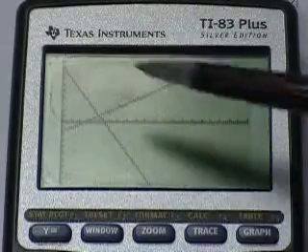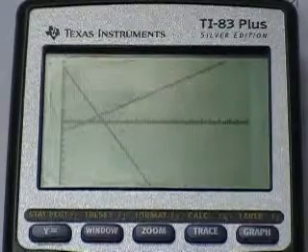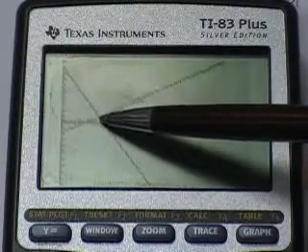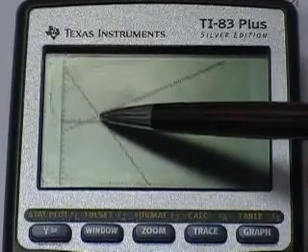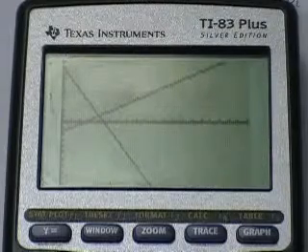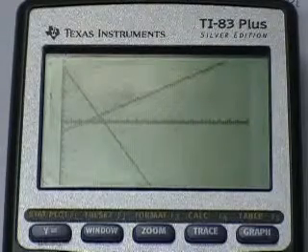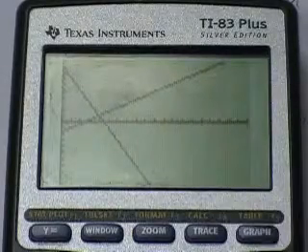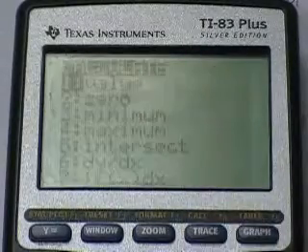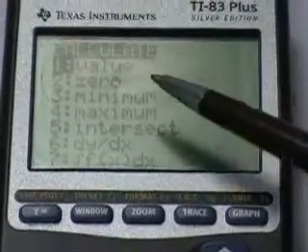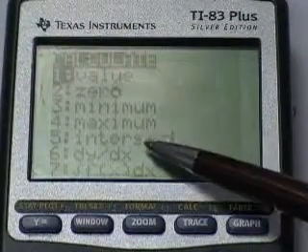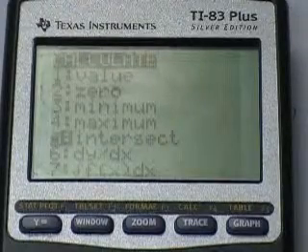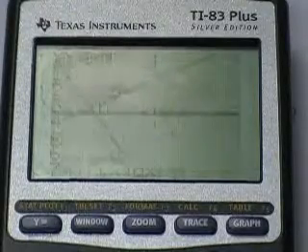And I see that I have an intersection here. And as we know, when you have two lines that intersect, that intersection is the solution to the system of equations. So what I want to do now is find that intersection. And I'm going to do that by going to my calc menu. So I go second and then press the trace button, which takes me to my calculate menu. And if you look down at option number 5, it says intersect. So I'm going to scroll down or press the 5 key.